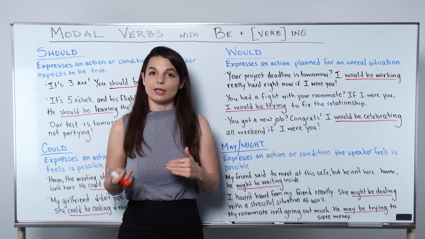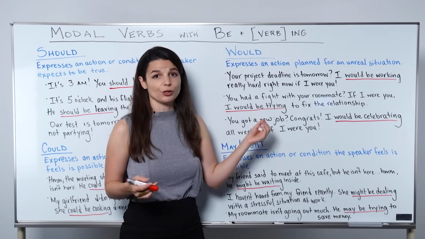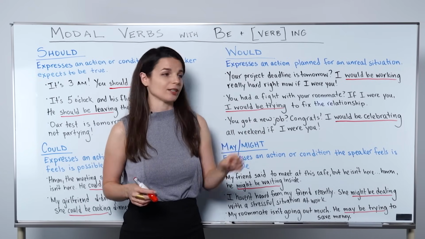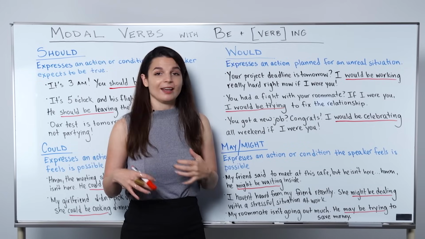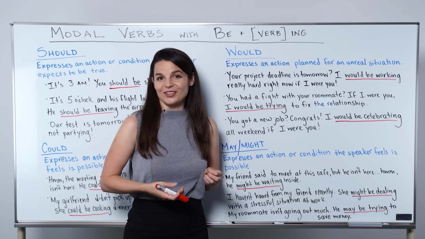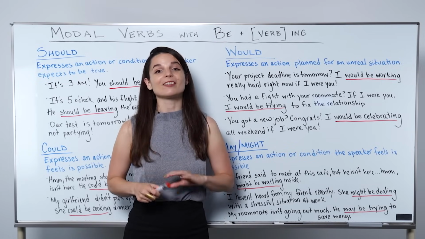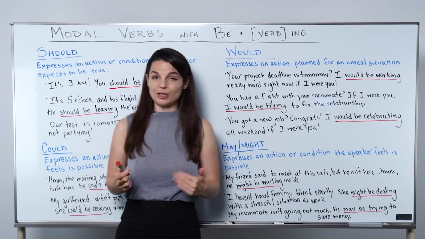So a key point to keep in mind about this grammar structure with would, you need to use it in unreal situations like these. This is a very, very common pattern. We see it used with this, if I were you, I would be something, something, ing. This kind of pattern is extremely common with this. Okay, let's go to the last point for this lesson.